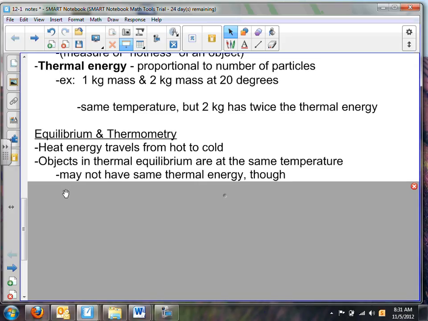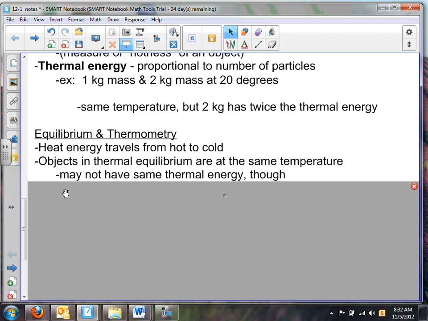Objects in thermal equilibrium are said to be at the same temperature. So if you're in thermal equilibrium, there's no net flow. One end is 20 degrees, the other end is 20 degrees. Energy is really not going to have a net flow from one end to the other. Just like a mass in equilibrium has no net force acting on it, it's going to just sit there.